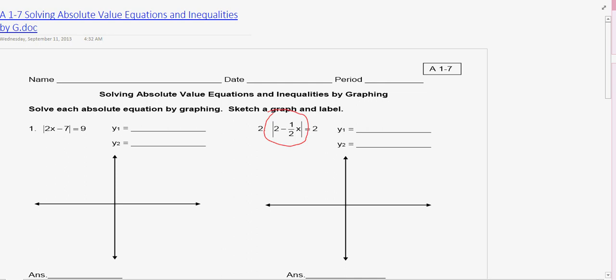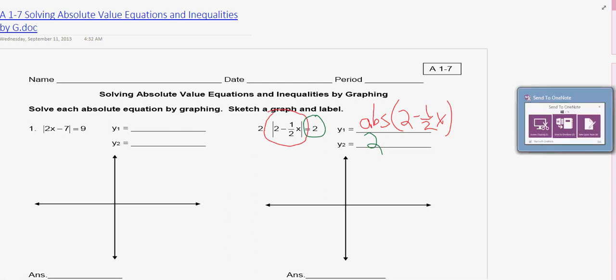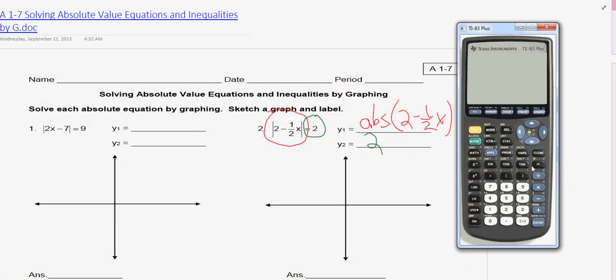So everything on the left side we're going to place in y1, so it'll just be the absolute value function on the calculator, and you simply put inside the parentheses the entire quantity of that absolute value expression, which is 2 minus a half of an x. And then into y2 we're going to put everything on the right-hand side, so it looks like this. And we're simply going to graph it and look at the points of intersection. So let's go ahead and do that.